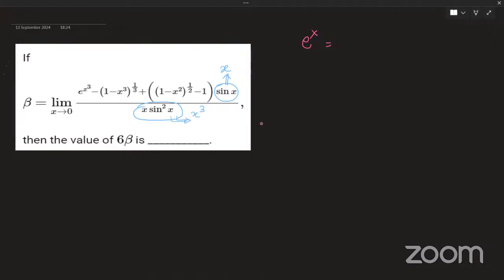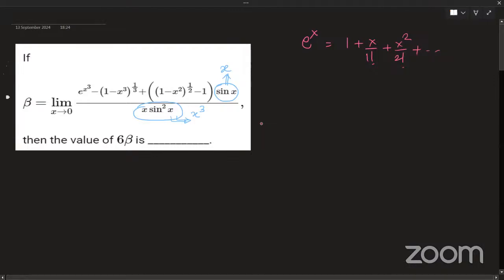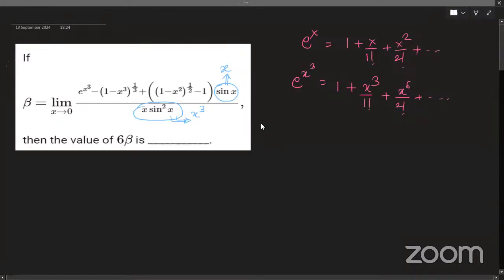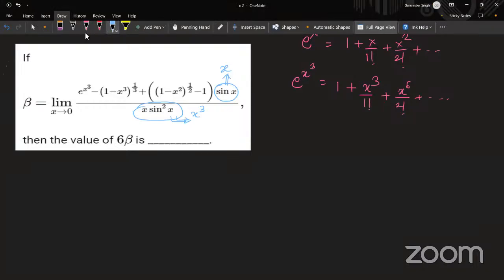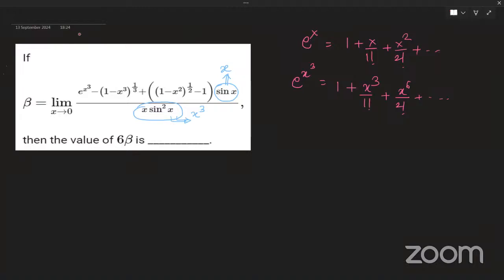1 plus x by 1 factorial plus x square by 2 factorial. Okay, great. So what will be the expansion of e raised to x cube? In place of x, just substitute x cube. So 1 plus x cube by 1 factorial plus x raised to 6 by 2 factorial and so on. So now I have got e raised to x cube, right? What is the coefficient of x cube in e raised to x cube? 1. Great.